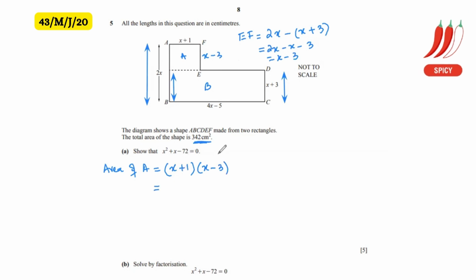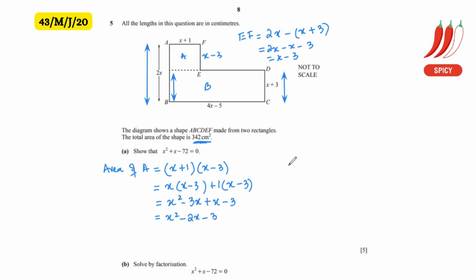So now what we do is expand the brackets. It's going to be x times x minus 3 and plus 1 times x minus 3. This is minus. So that's going to be x squared minus 3x plus x minus 3. It simplifies to x squared minus 2x minus 3.